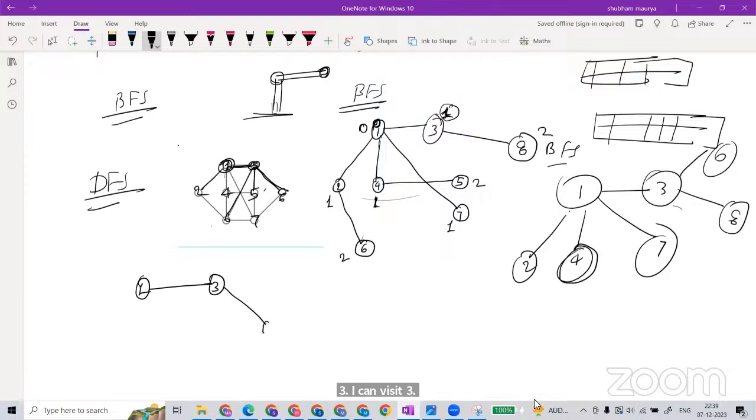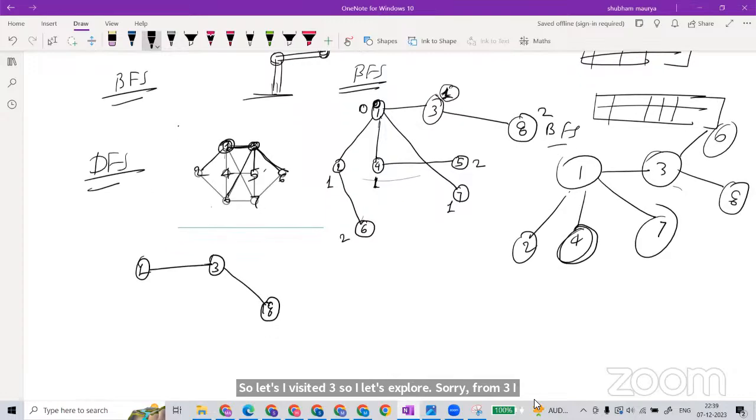Sorry, from 3 I visited 8. So let's reach out to 8 and start exploring. From 8 I can visit 7, and I can visit 3, which is already visited. So let's move to 7 now.